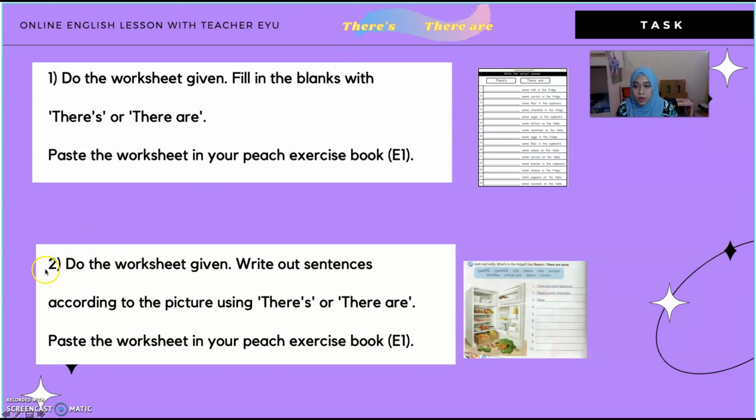Okay, number 2, do the worksheet given. Write out sentences according to the picture using there's or there are. Then paste the worksheet in your exercise book as well. Okay, so I will give you this worksheet. What you have to do is you have to write the sentences in the space given. Okay, you can refer to this video in order to fill in the blanks here.